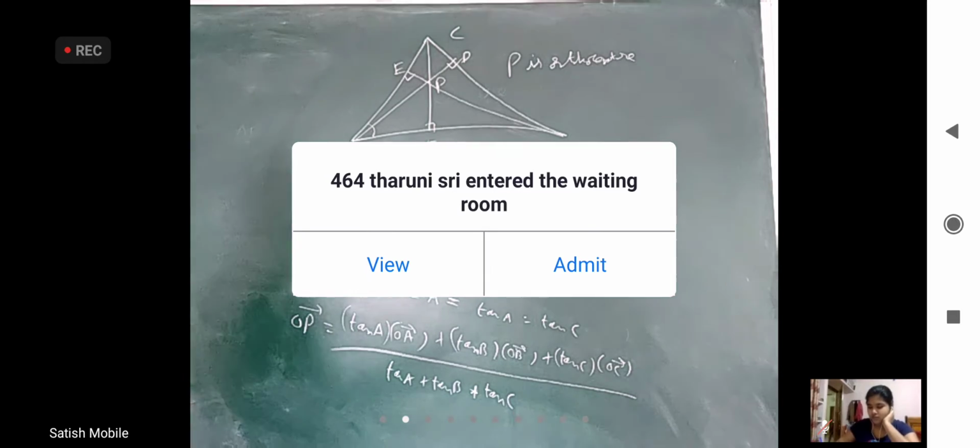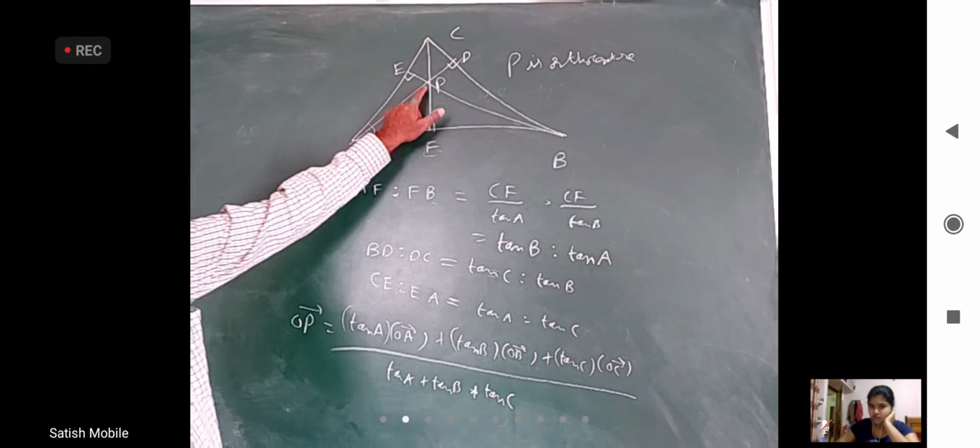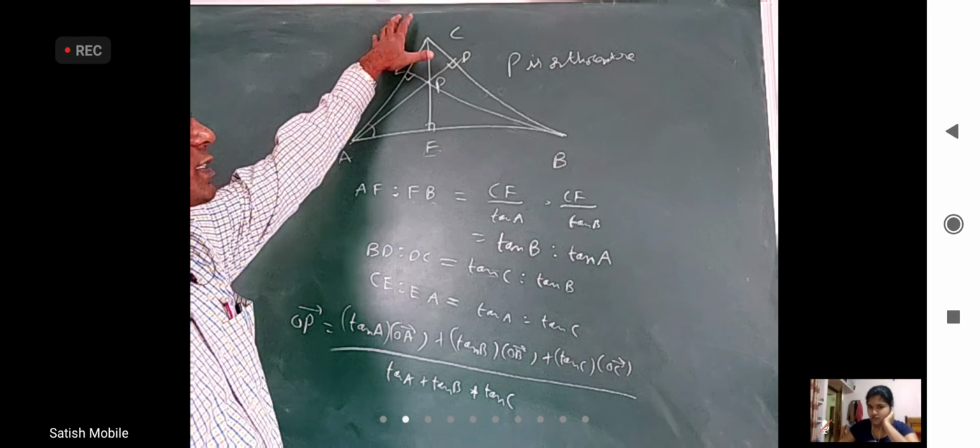Okay. Another way of saying the same thing from a physics point of view: if you want the center of mass to be at the orthocenter, you have to put a mass of tan A here, a mass of tan B here, a mass of tan C here, then the center of mass will lie here.